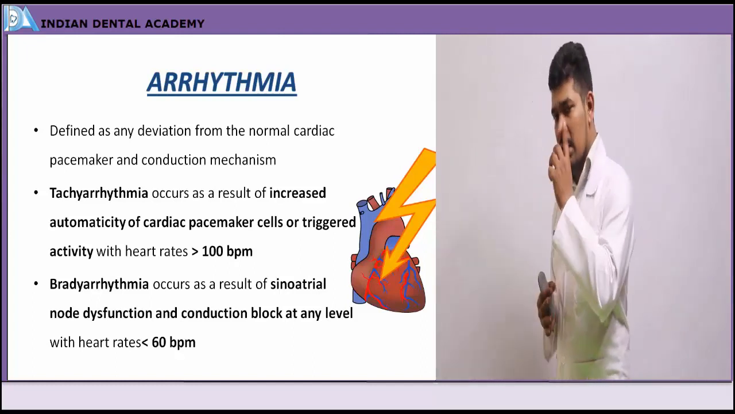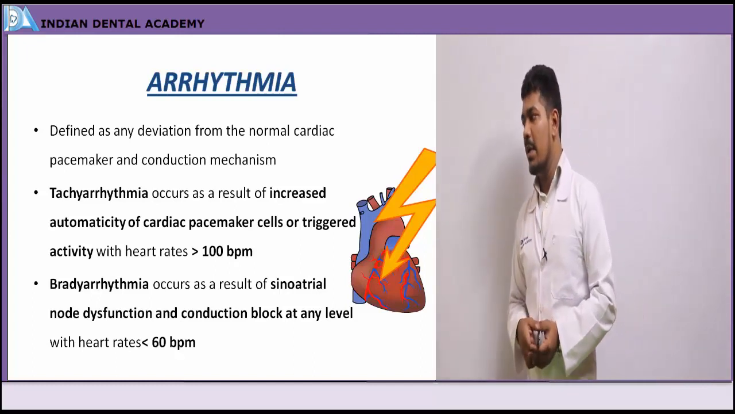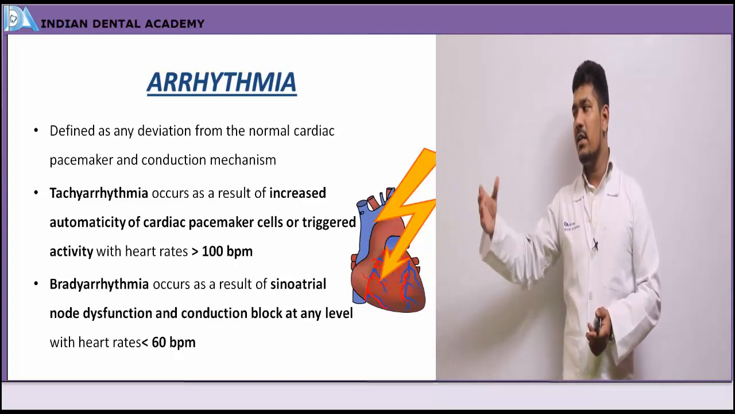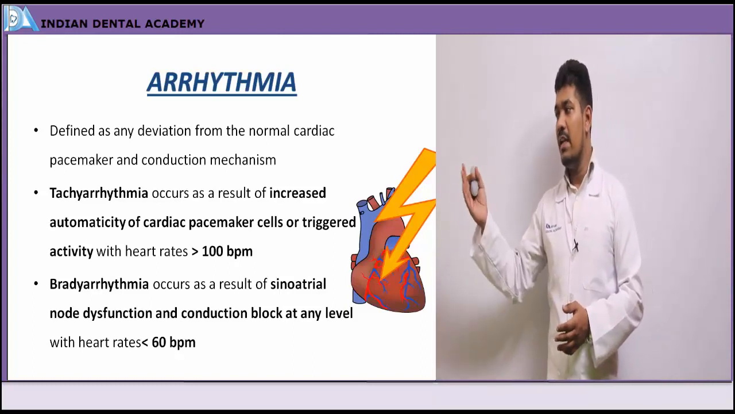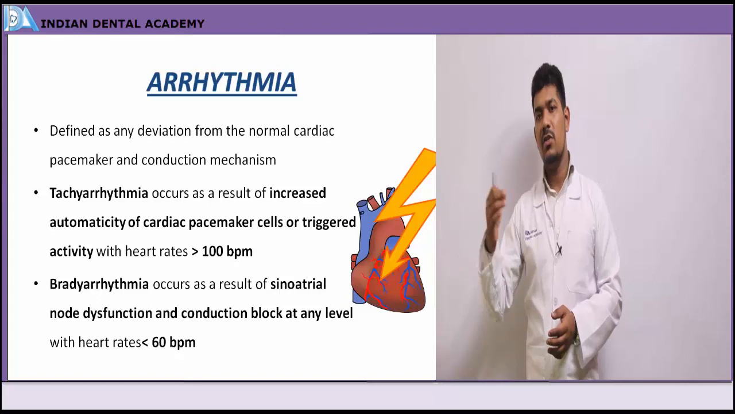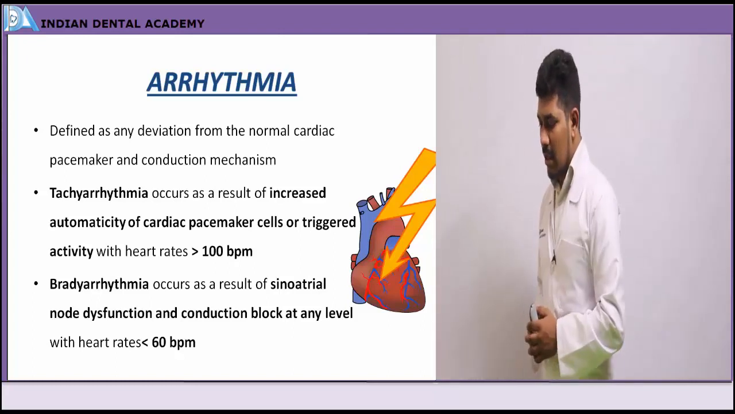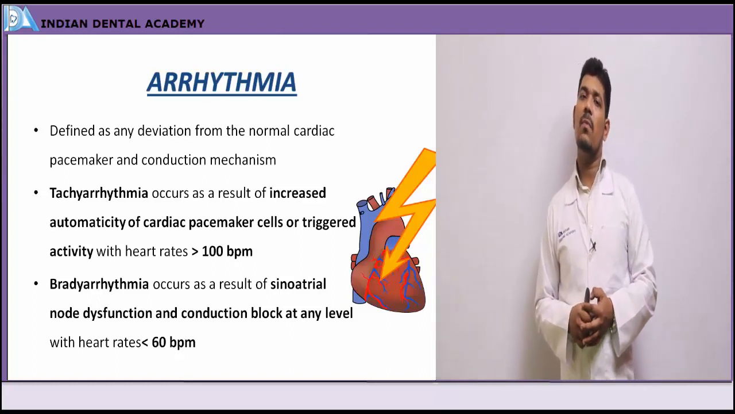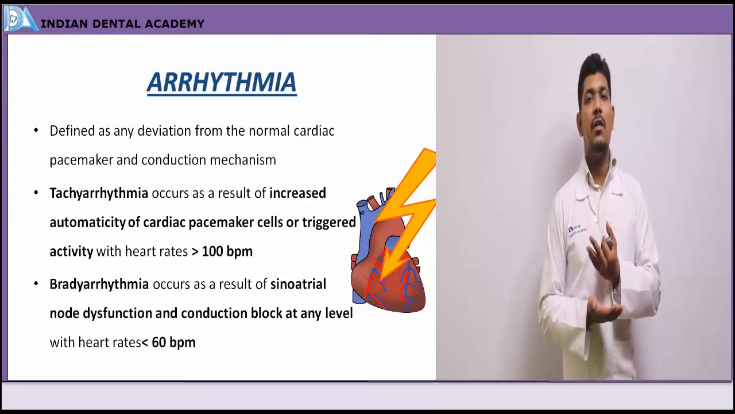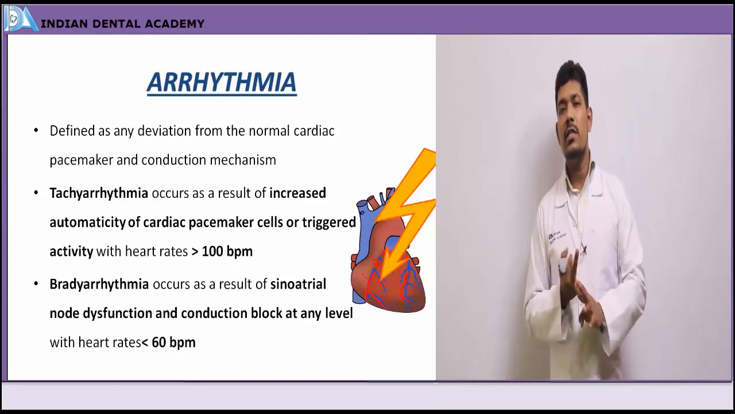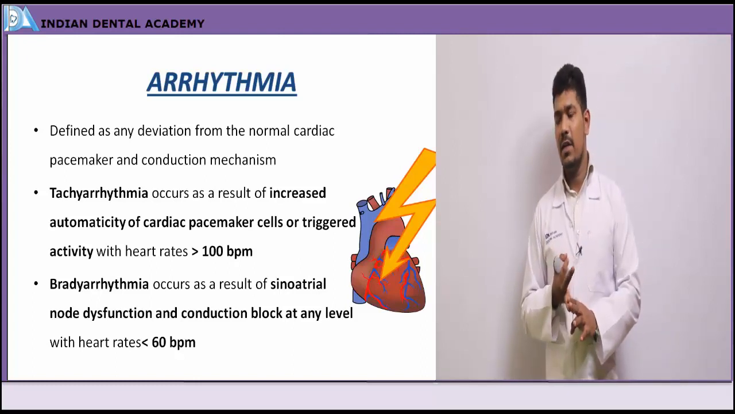The normal, as you know, is between 70 to 75 beats per minute. So greater than 100, it is tachyarrhythmia. Lesser than 60 beats per minute, that is a bradyarrhythmia. Again, the most important reason for bradyarrhythmia is your SA node dysfunction or the Purkinje or the AV fibers dysfunction.